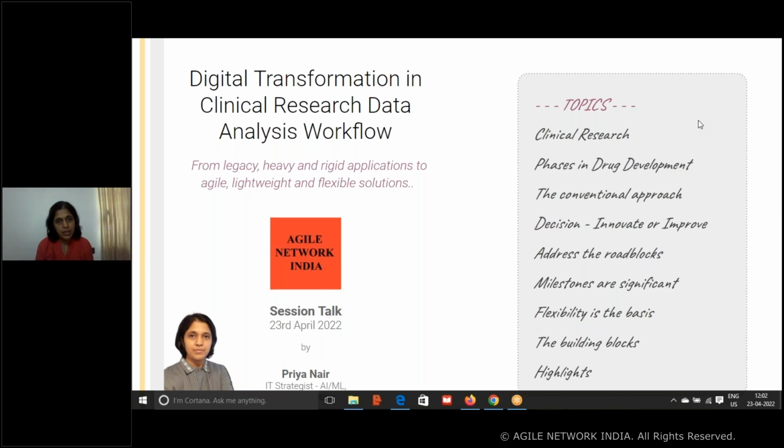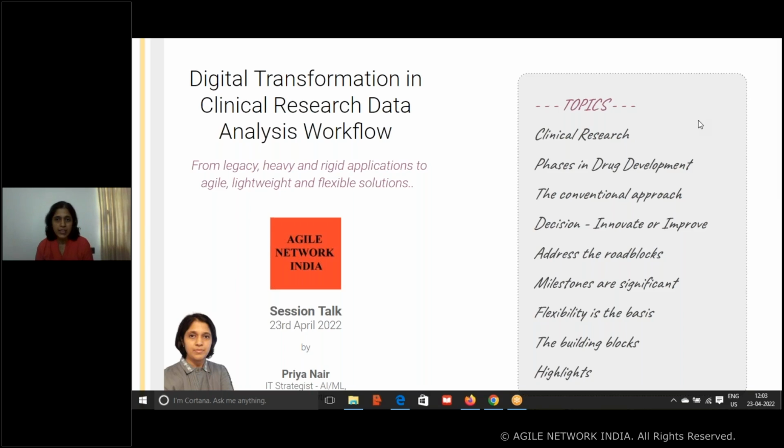When I'm saying data analysis workflow, I would be sharing more about the data standardization process that we followed here, and we'll briefly cover the workflow because it is more of a domain-specific information. So it is a journey from legacy, heavy, and rigid application to agile, lightweight, and flexible solutions.